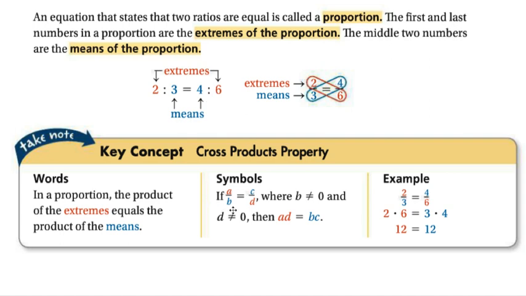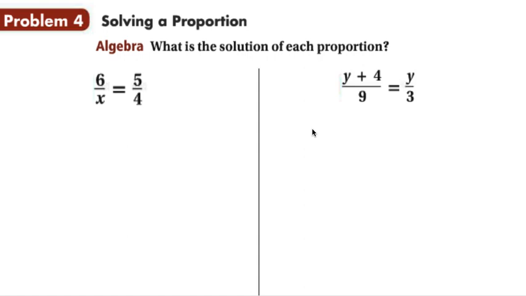When you write them as fractions, it's the top and bottom numbers that are along the diagonal this way. Those are called the extremes. The ones in blue are called the means. And the means are equal to the extremes. So here are two examples that we're going to work through.